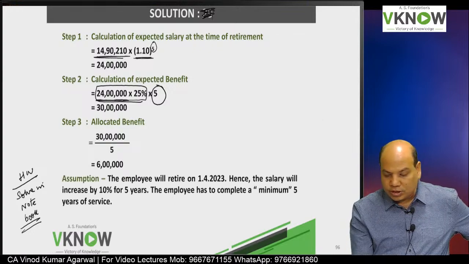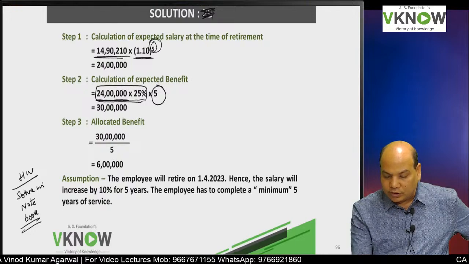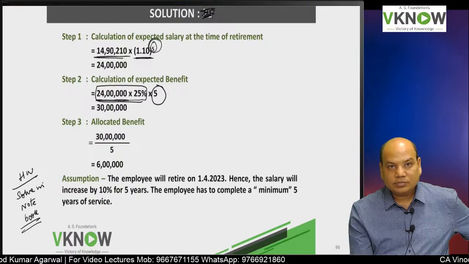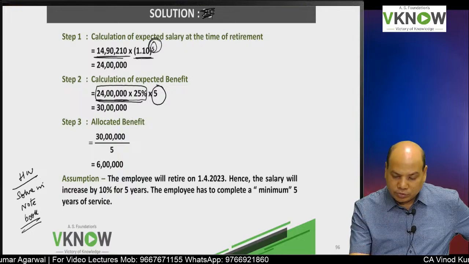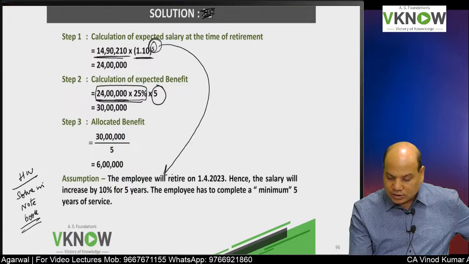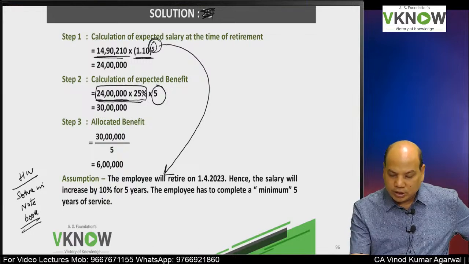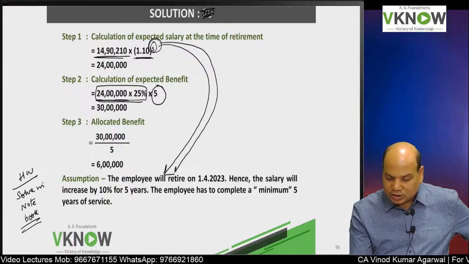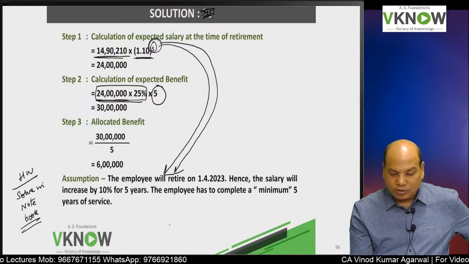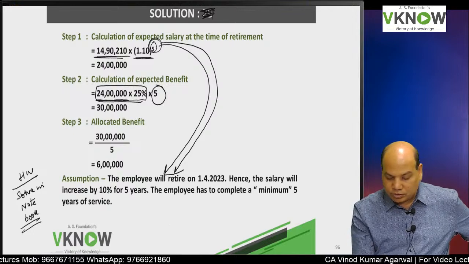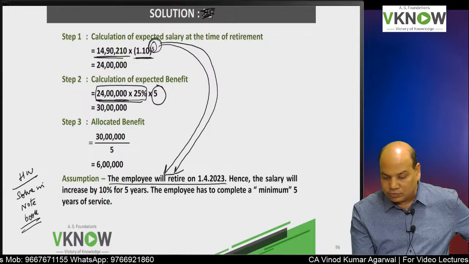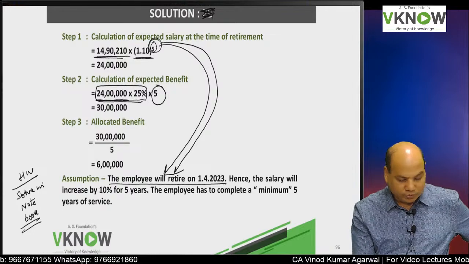Now some students can get confused about why we have taken the power 5. That can be a query. So before you ask that query, read this note below. Take a pencil and connect this. That is why we have taken the power 5. The assumption is the employee will retire on 1/4/2023.